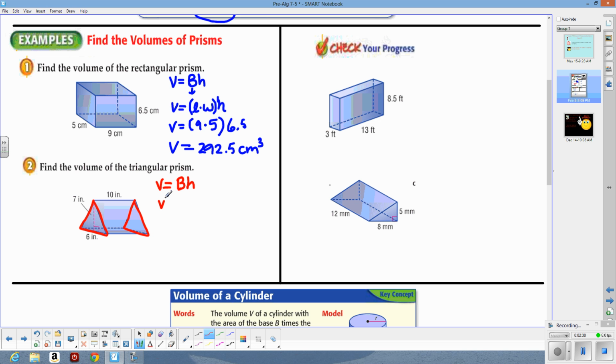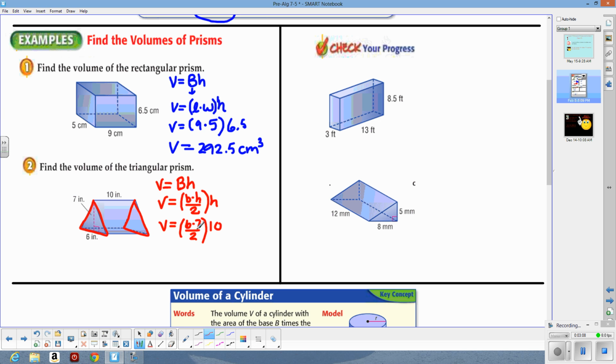Now this time, since the base is a triangle, we're going to use the formula for the area of a triangle, which is base times height divided by 2. Keep in mind that this B and H have to do with the base and height of the triangle. And then we're going to multiply that by the height of the prism. Now let's plug in the numbers where they belong. Base times height, so it's going to be 6 times 7 divided by 2 times the height of the prism, which is 10.